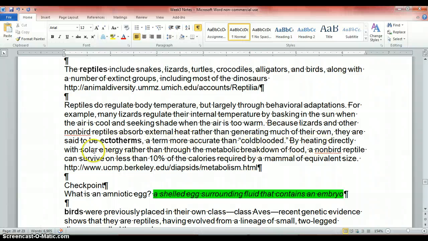By heating directly with solar energy rather than through the metabolic breakdown of food, a non-bird reptile can survive on less than 10% of the calories required by a mammal of the equivalent size. So they're able to survive and not have to eat so much food, to spend so much time doing that stuff.